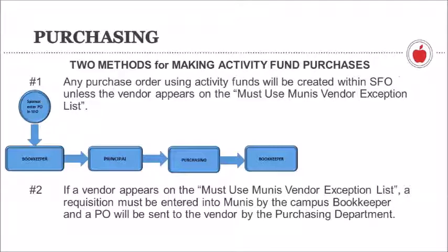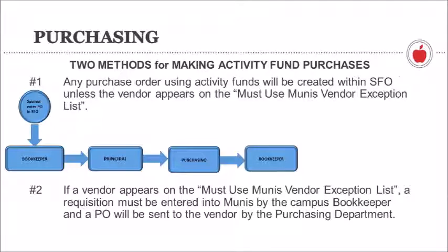If the PO is created in SFO, the option exists for the sponsor to create the PO within Sponsor Portal. Obtain the Sponsor Portal URL address and instructions from your campus secretary. Whether the sponsor or the bookkeeper creates the PO, after the bookkeeper edits and submits the PO for approval, it moves electronically to the principal, who will approve or reject the PO.